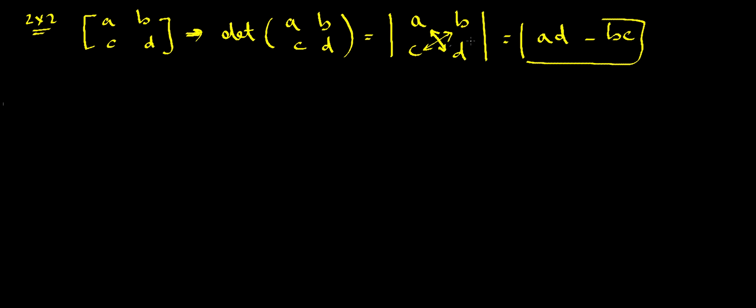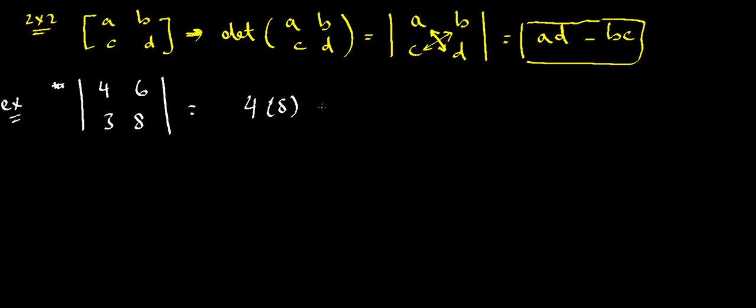So let's have an example. Given the matrix, I want to compute the determinant of this matrix over here, 4, 6, 3, 8, is equal to 4 times 8 minus 3 times 6, which is going to be 32 minus 18, which gives us 14. And that is the determinant of this matrix.